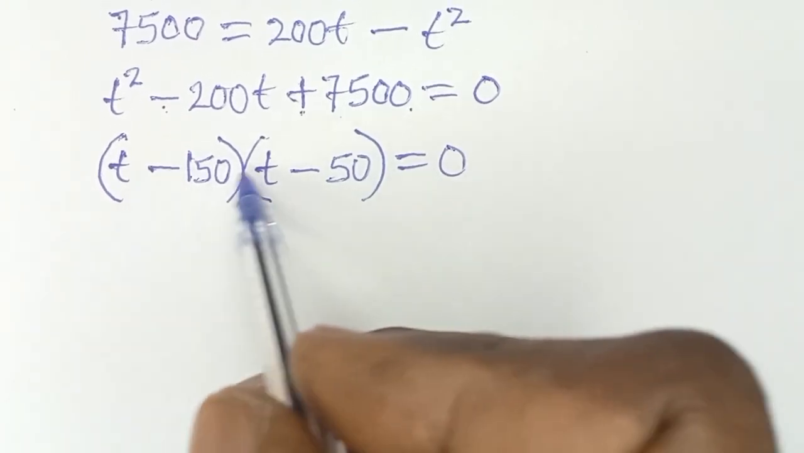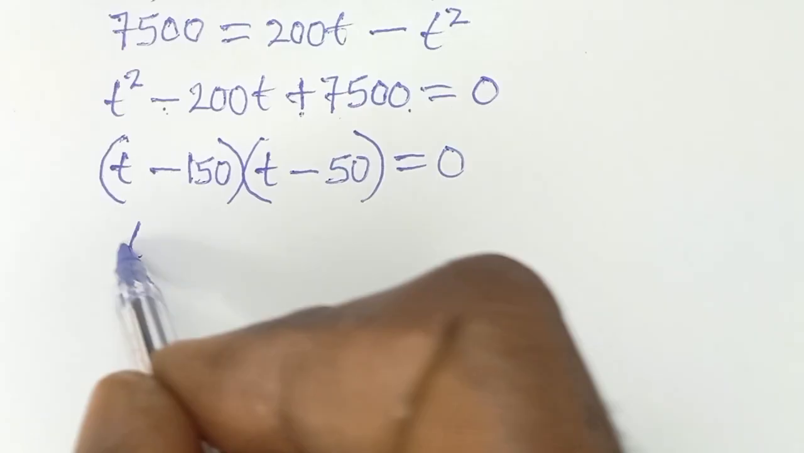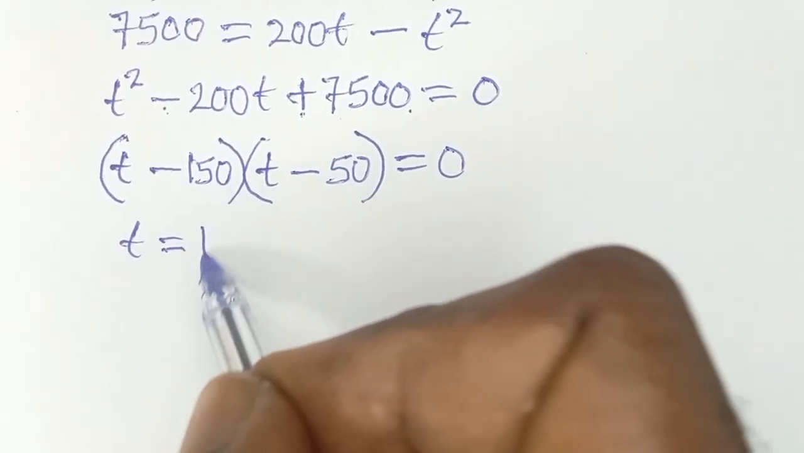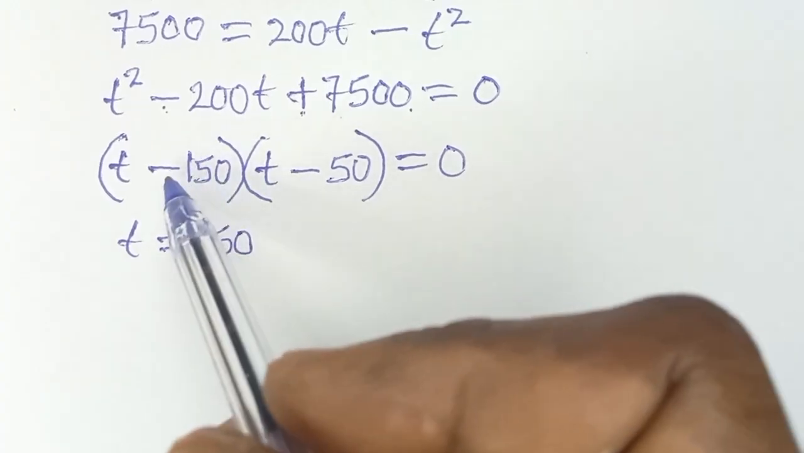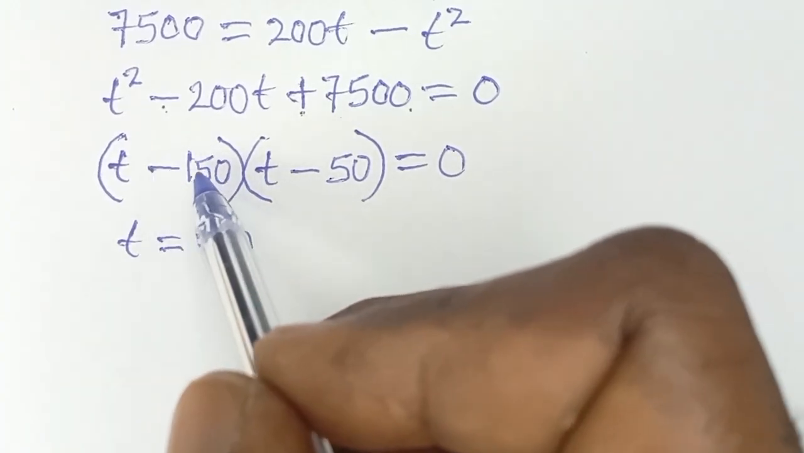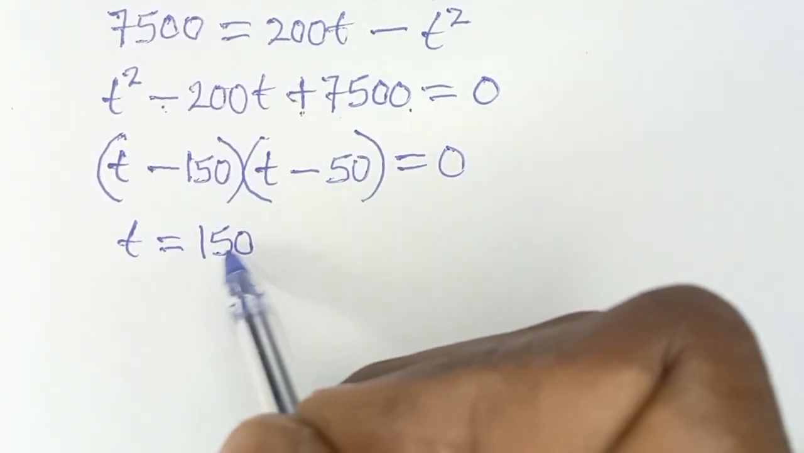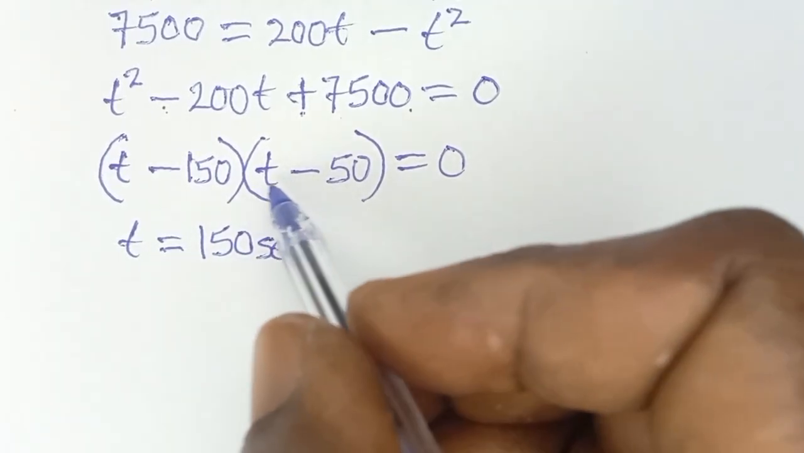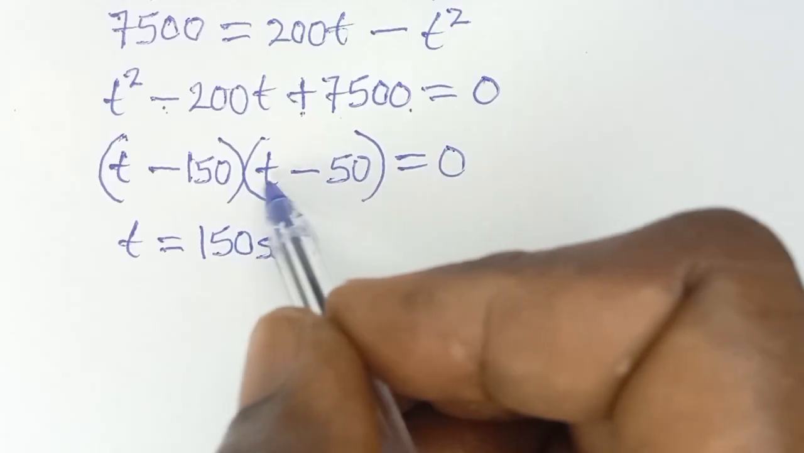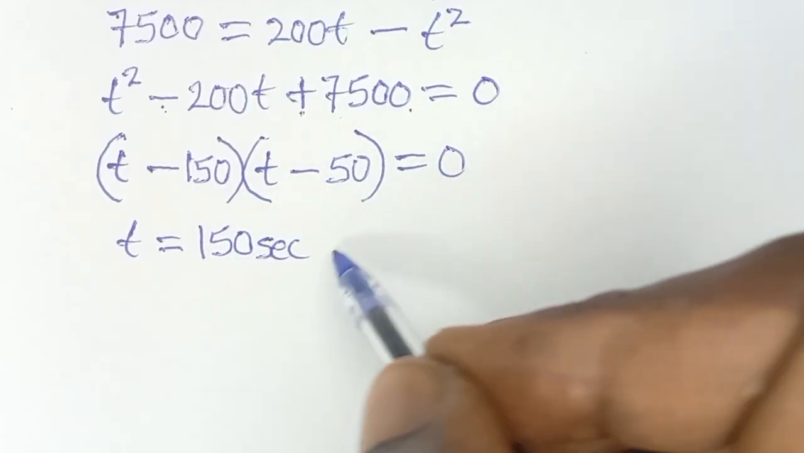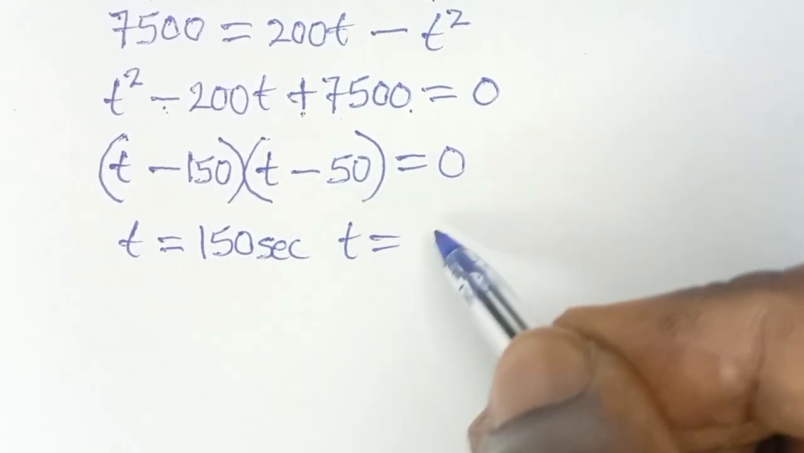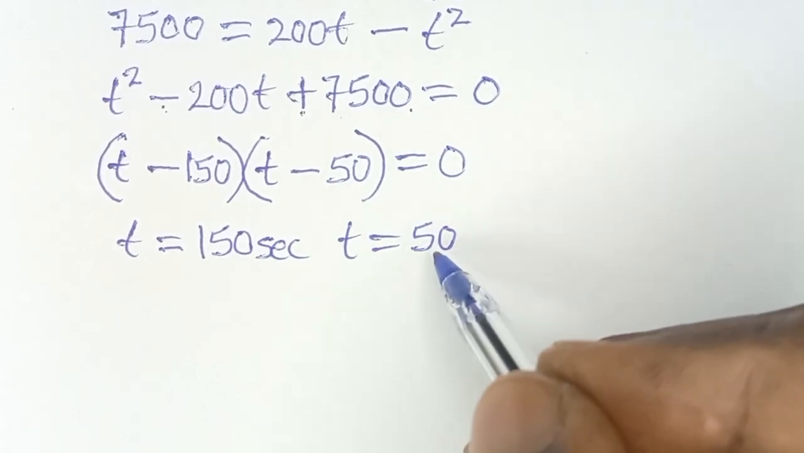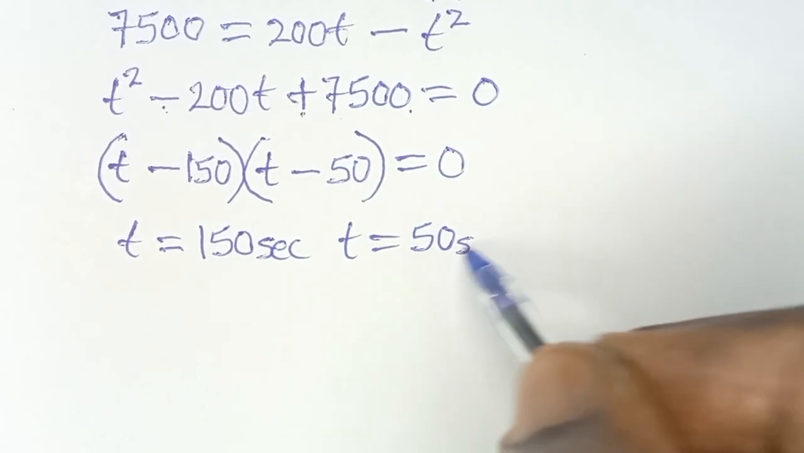So by the time I take this bracket and equate it to 0, I'm going to get t is equal to 150. Because when I equate it to 0, this negative 150 simply goes to the other side. It becomes 150 seconds. And then when I equate this second one, t minus 50, to 0, I'm going to get t is equal to 50. When this negative 50 goes to the other side where 0 is, it becomes positive 50 seconds.